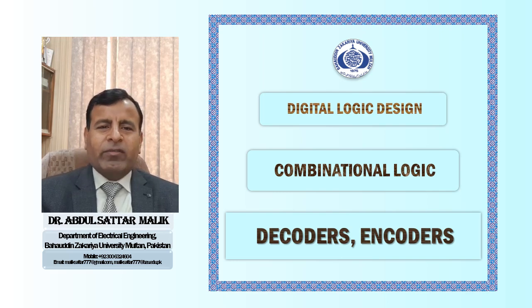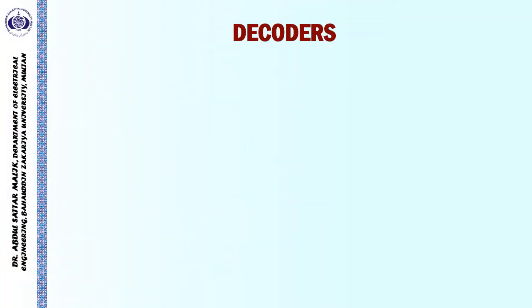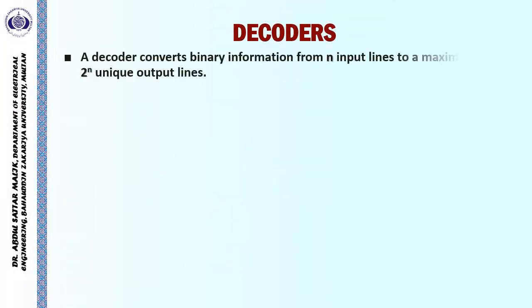In this part, we will discuss decoders and encoders as combination circuits and their applications. A decoder converts binary information from n input lines to a maximum of 2 raised to the power n unique output lines.